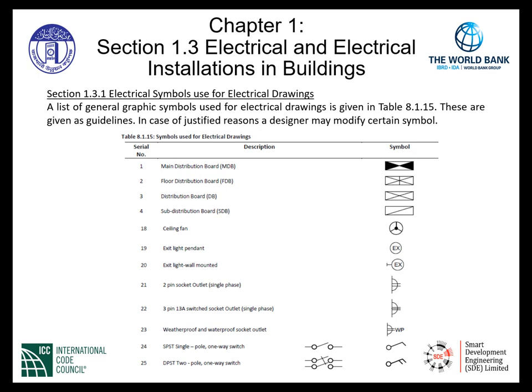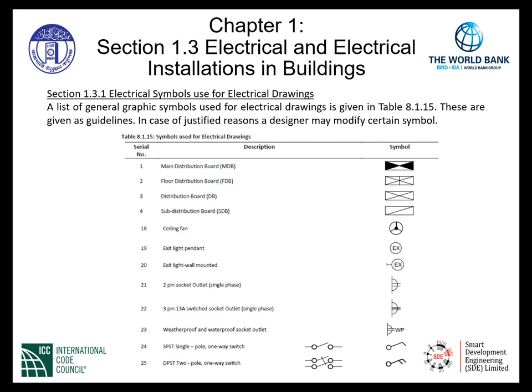The distribution board, sub-distribution board, and then we get into the ceiling fan symbol. As you can see on the right-hand side, it's a circle with lines and a dot in the middle. The exit light pendant type light fixture is a circle with EX indicated in the middle of the circle. The wall-mounted exit light is indicated as a circle with EX and a wall mount to the left bracket indicated in the symbol. We also have socket outlets indicated here.